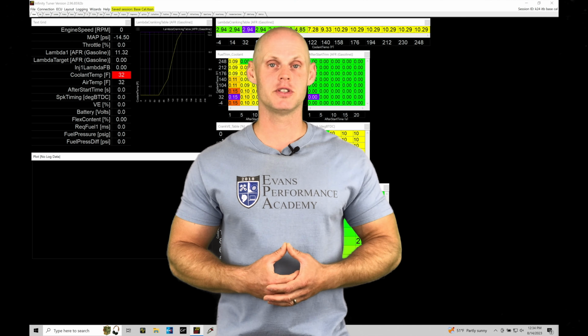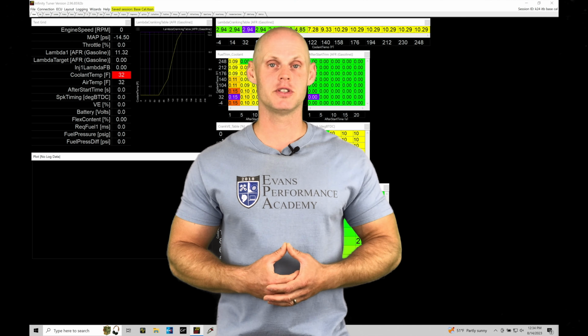So let's move in here and take a look at working within the tables here, seeing anything we need to change and update. So we have a couple different tables that are going to affect the cranking fuel and the post-start fueling and the warm-up enrichment. So that's going to be factored in here on the Lambda cranking table and the cranking VE table. We also have our ignition map cranking table.